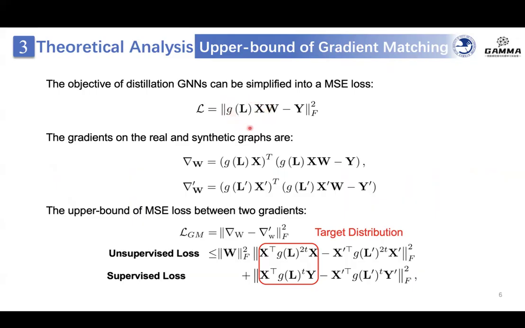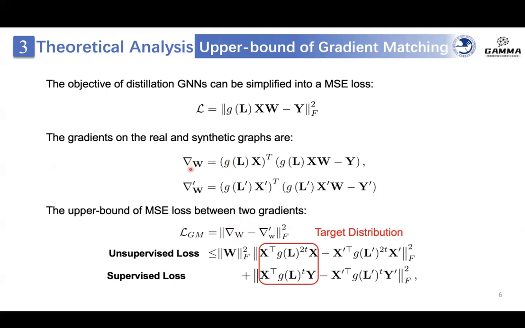Firstly, we adopt a unified formulation of GNNs, which involves a propagation operation followed by a linear transformation. So the objective of distilling GNNs can be simplified into a standard MSE loss. Based on the training loss, we further derive the gradient on both the raw and the synthetic graphs. And the gradient matching aims to minimize the discrepancy between these two gradients.